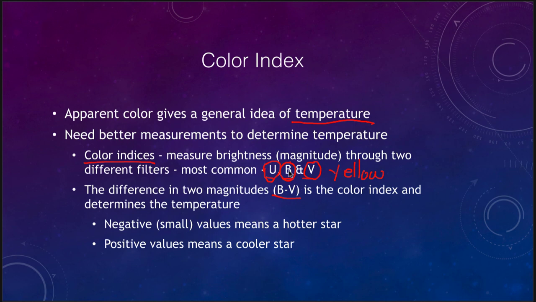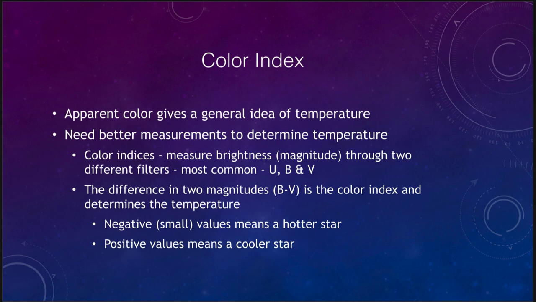So we essentially take a picture of the star through the blue filter and measure the apparent brightness. We take a picture of the star through the visual filter and measure the brightness again, calculate those magnitudes, and then subtract them. That determines the temperature very specifically. In fact, a negative or very small value when you take B and subtract V means a very hot star. A positive, larger value means a cooler star. So we can use the B minus V values by taking pictures of stars through these various filters and determining the magnitudes. We can then use that to determine the temperatures of the stars, not just say one is hotter or cooler, but use those exact numbers to determine precise temperatures.